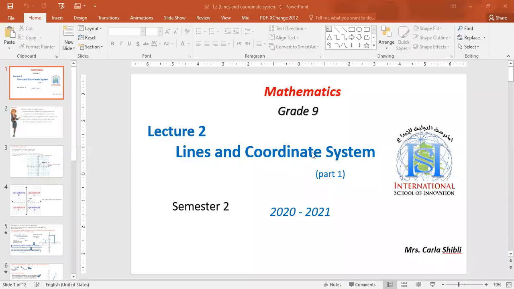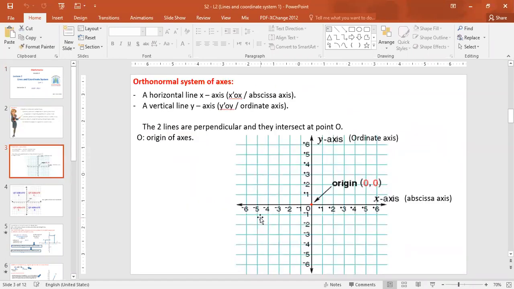Yesterday, we started our lecture 2 in mathematics, and the title was Lines and Coordinate System. First, I want to ask Mahdi. When we talk about a system of axes, what do we call the horizontal line? The x-axis, or the abscissa axis. What do we call the vertical line? The y-axis or the ordinate axis. Where do the two lines intersect? What do we call the point? The origin. And the origin is always zero.